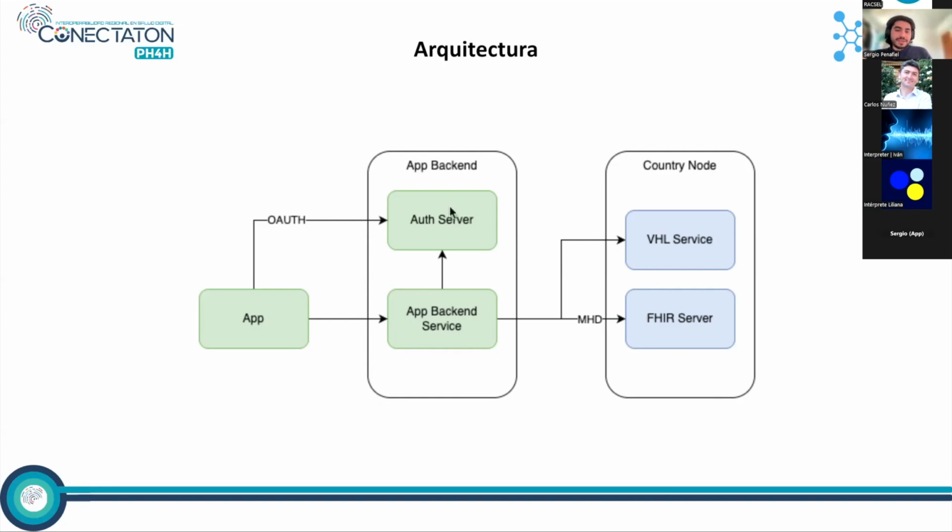And again, this part also communicates with the country node, and especially with the FHIR servers and also the VHL service. So again, for all of this to really work, one of the previous requirements is that the country code has got to be in the latest version and these services have got to be up and running. The keys have got to be valid in order to create VHLs. That is a must.